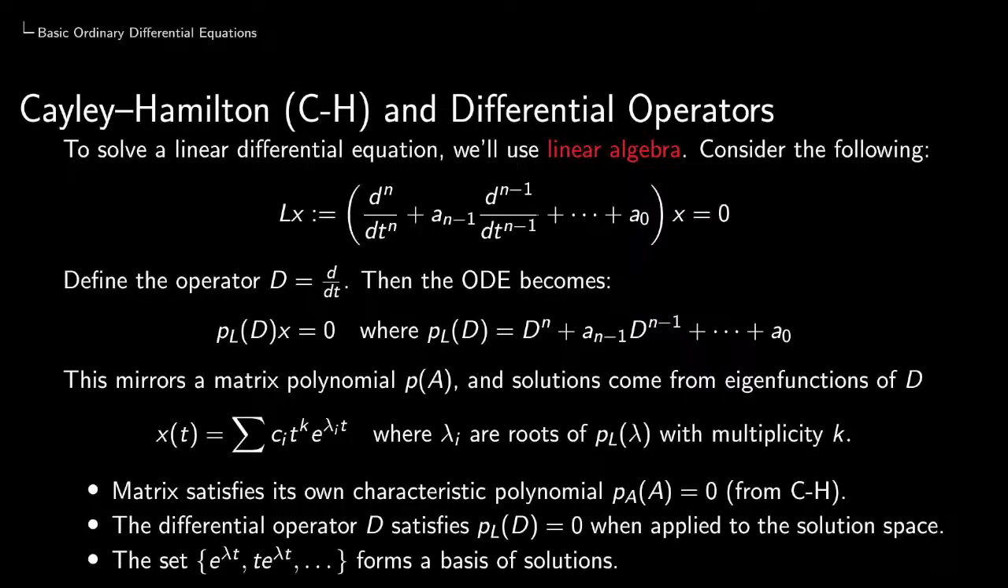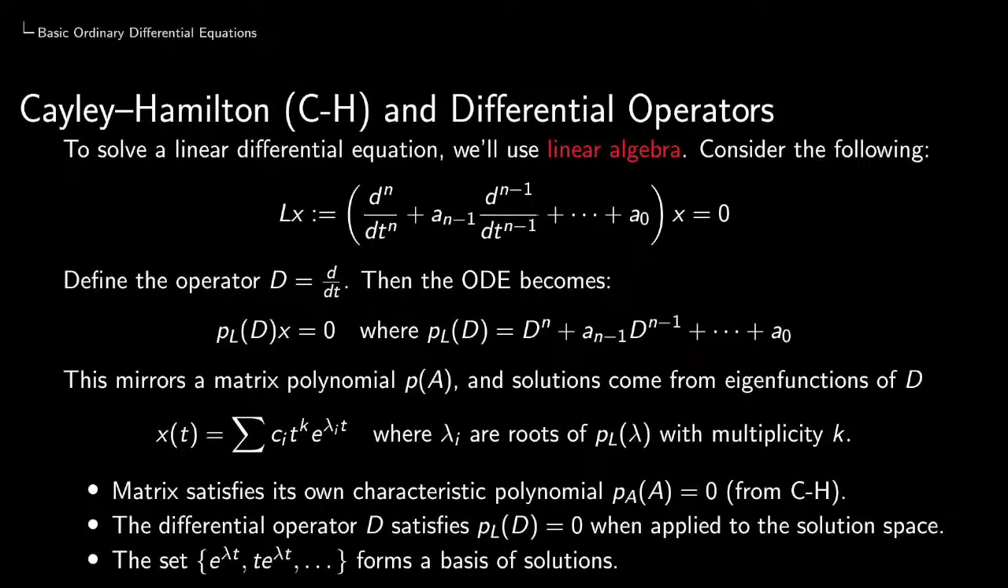So if we want to solve more complicated linear differential equations, L of x equals 0, where L of x is this first centered equation, we have many derivatives of many orders with constant coefficients. We're going to essentially convert this into a polynomial, and this polynomial will be in the operator D equals d/dt. This ODE then becomes a polynomial equation in D applied to the function x, and we're looking for where that equals 0. And this mirrors a matrix polynomial, right?